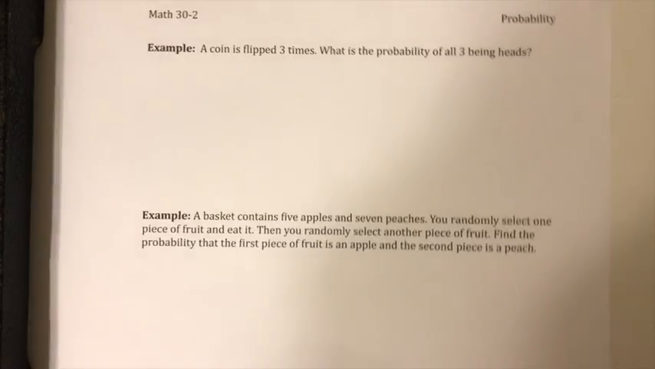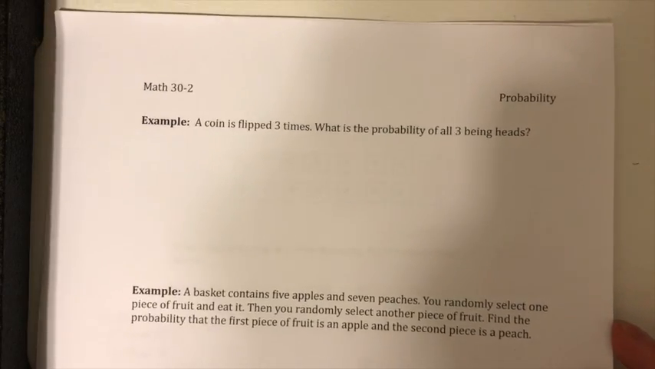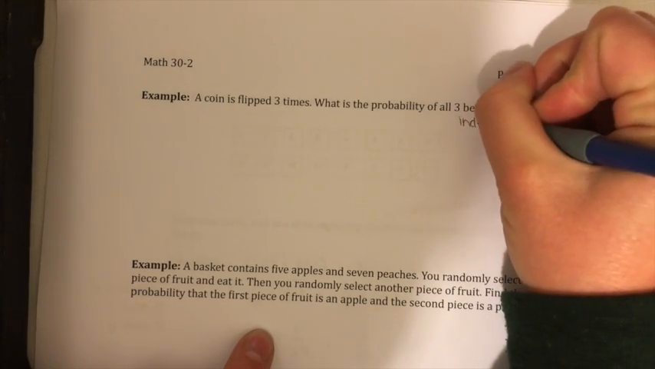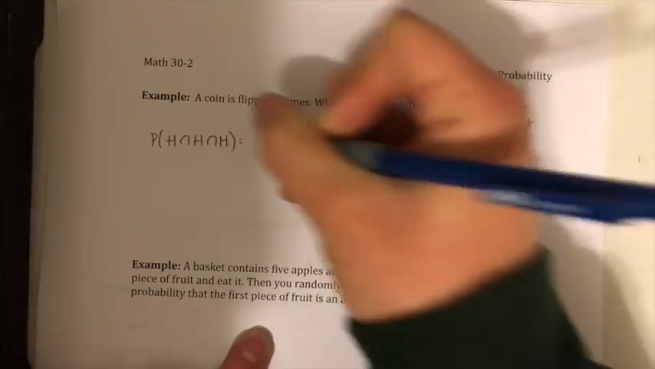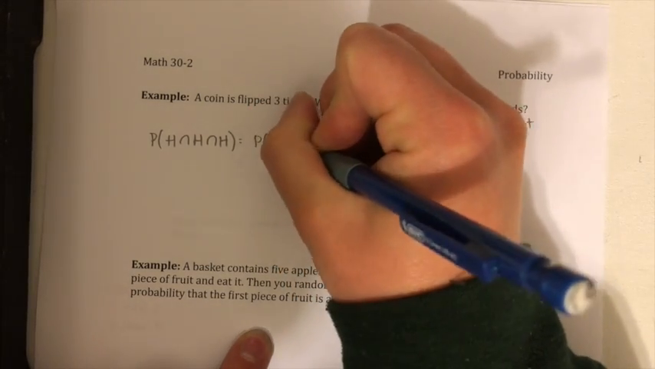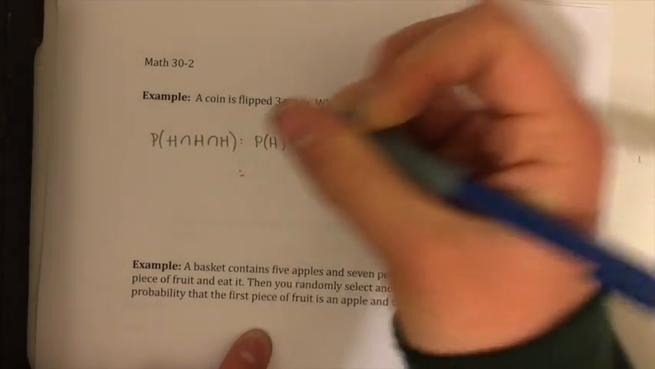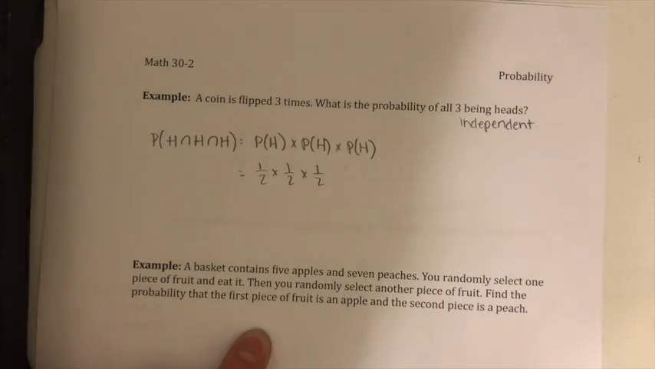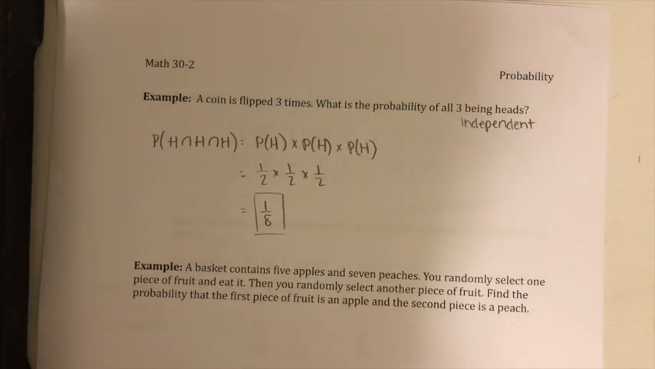Okay, last couple examples. If we have a coin flipped 3 times, what's the probability of all 3 being heads? These guys are independent. So the probability of heads and heads and heads is going to be the probability of heads times the probability of heads times the probability of heads. So that's going to be 1/2 times 1/2 times 1/2. So we get 1/8.